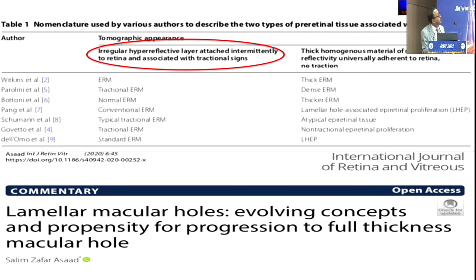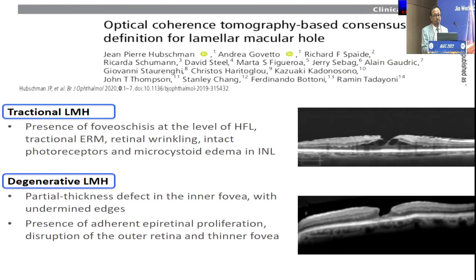So the first group is the ERM, the tractional ERM component, where you have an irregular hyperreflective layer attached intermittently to the retina, compared to the thick homogeneous material. We call it either thick ERM, dense ERM, or thicker ERM, or LHEP, where you have a thick homogeneous material of medium reflectivity, universally adherent to the retina, and there is no traction. So definitely we have a different approach to this.